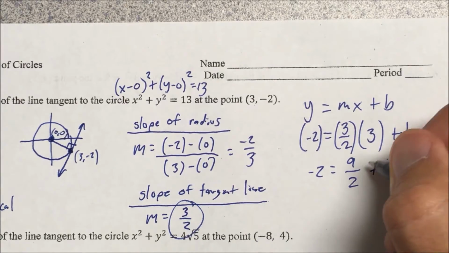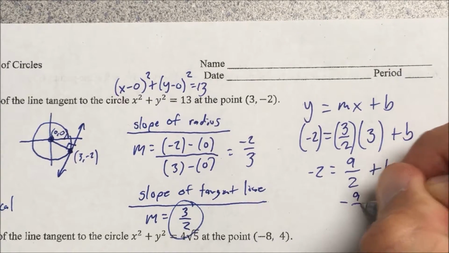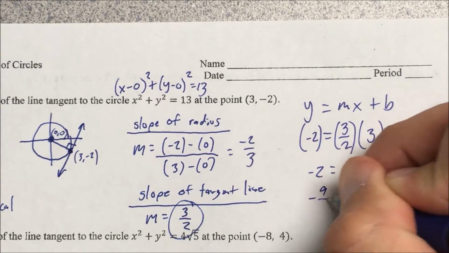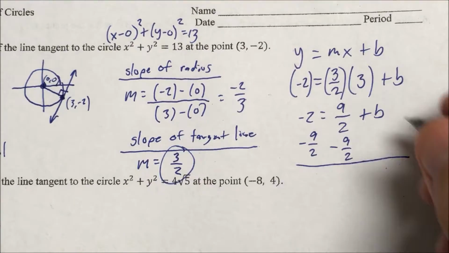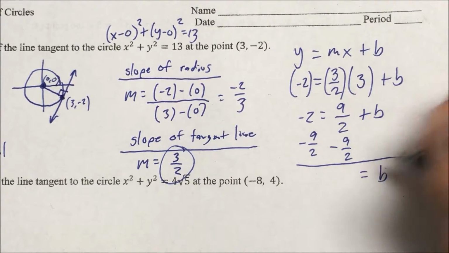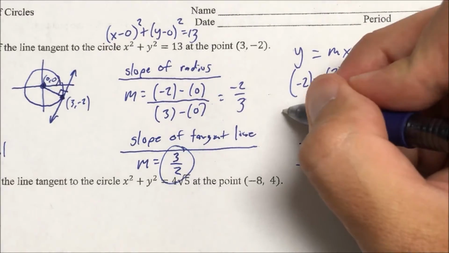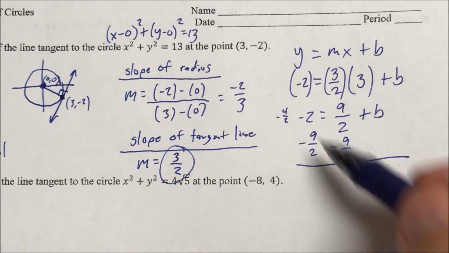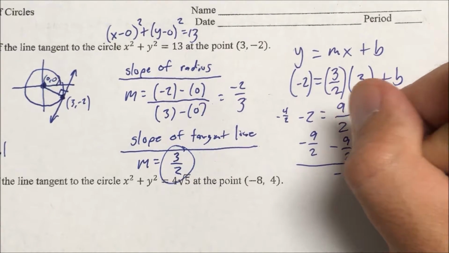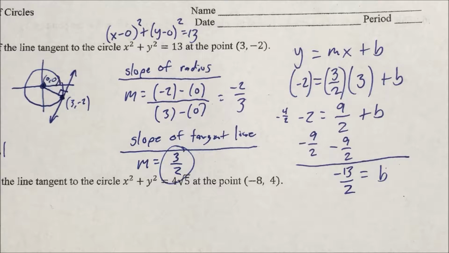And then I am going to just solve for b. So I'm going to subtract this 9/2 right here to the other side. And we'll get b equals, where's that? That would be -4/2, which is equal to negative 2. Minus that is negative 13 over 2.